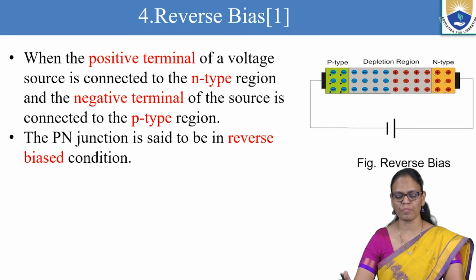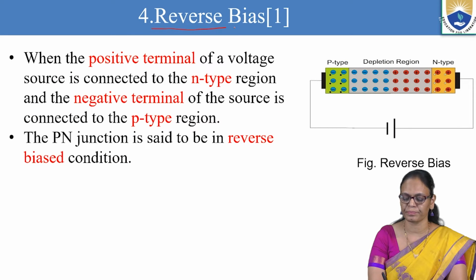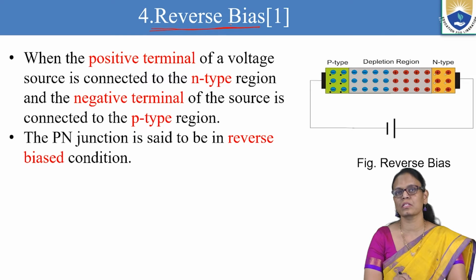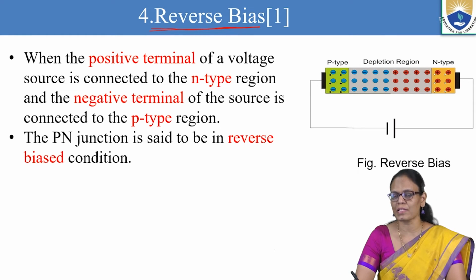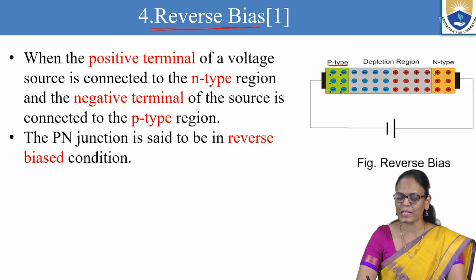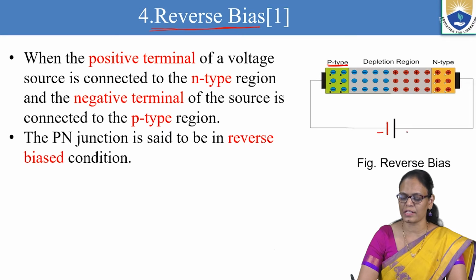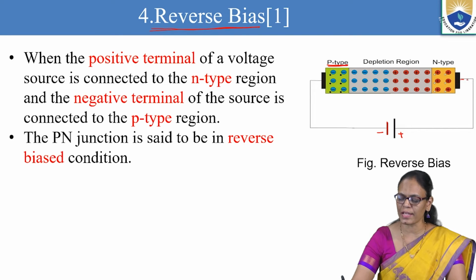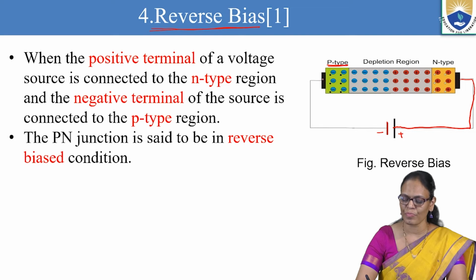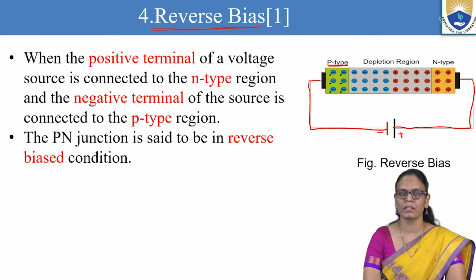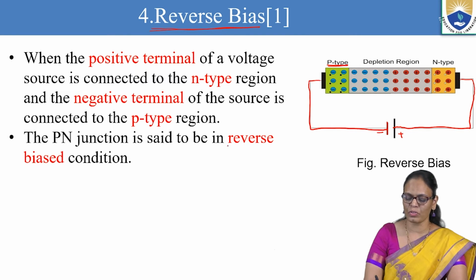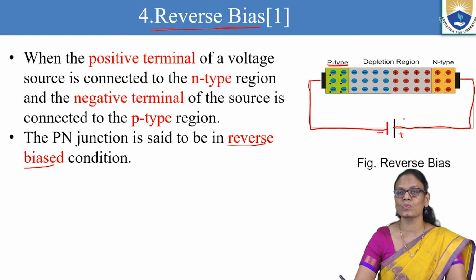Now the next type of biasing is the reverse bias. What is reverse bias? In reverse bias, we connect the P type of the PN junction to the negative of the external supply, and the N side we connect to the positive. N side is connected to positive and the P side is connected to negative. Then we call it reverse bias. This biasing we do in order to control the potential barrier.